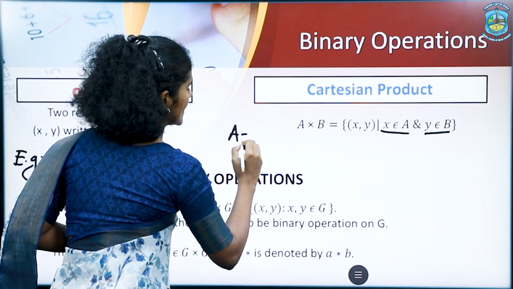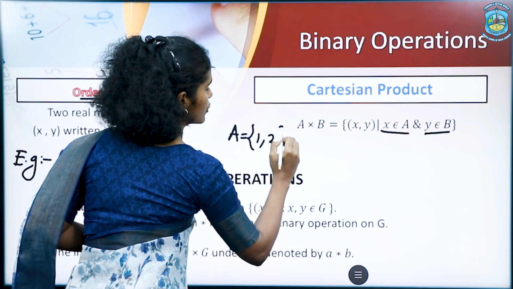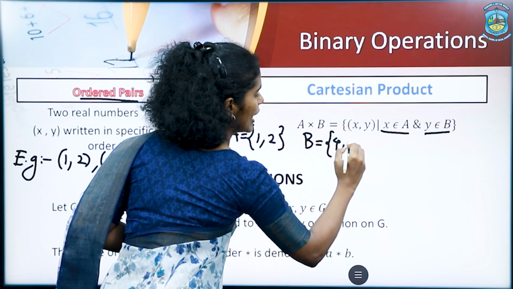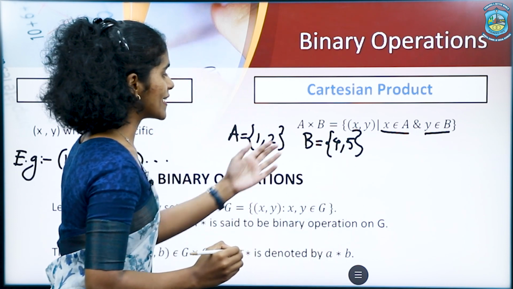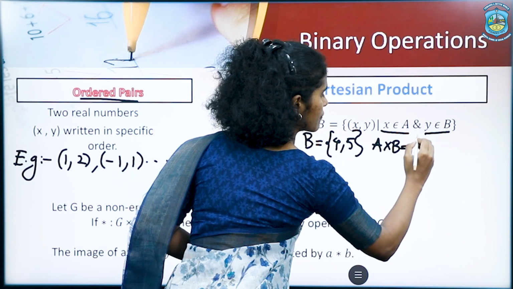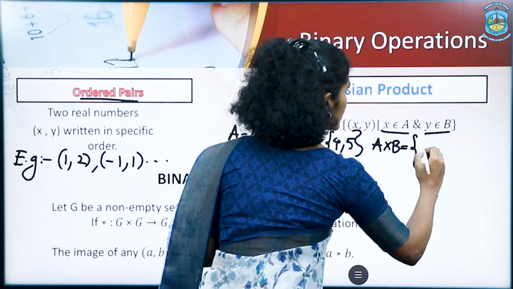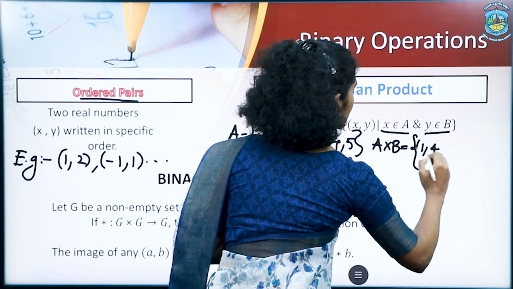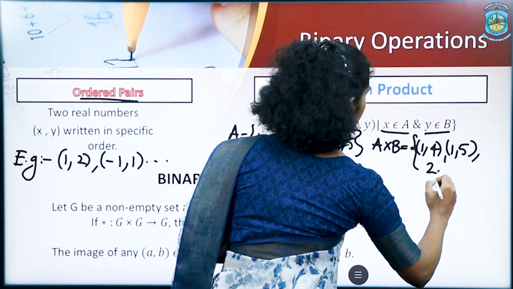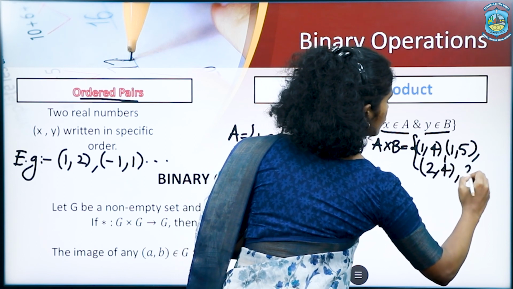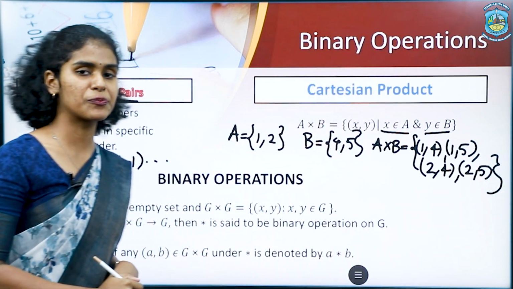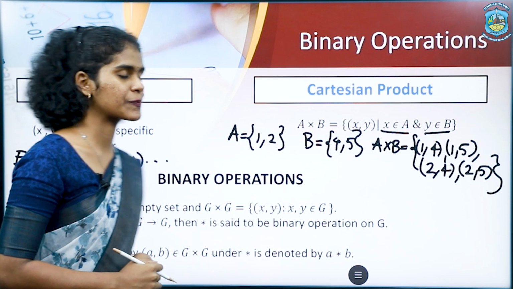Let the set A contain elements 1 and 2, and let the set B contain the elements 4 and 5. So what will be the Cartesian product of A and B? That will be equal to A cross B, which contains the ordered pairs (1, 4), (1, 5), (2, 4), (2, 5). This is the Cartesian product of the sets A and B.